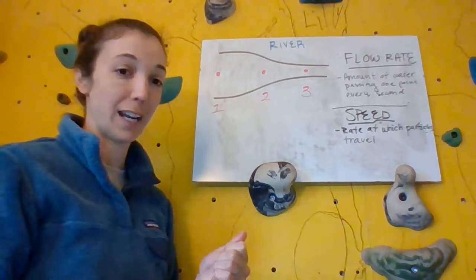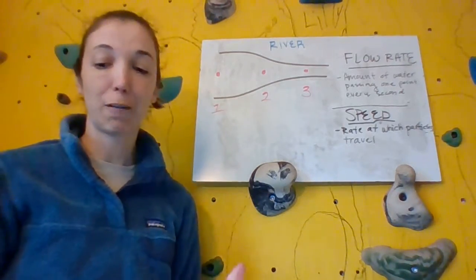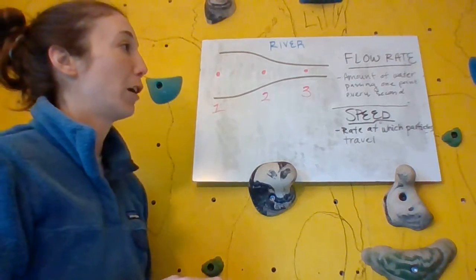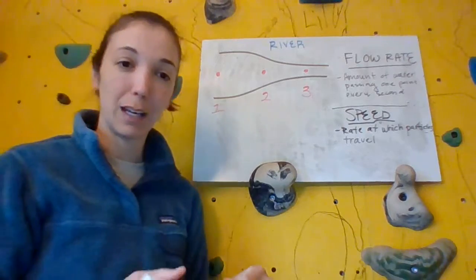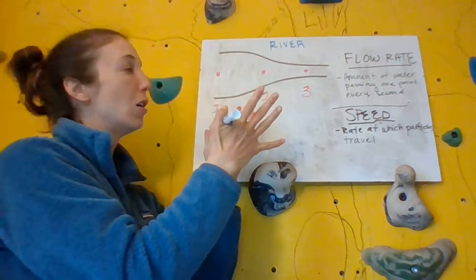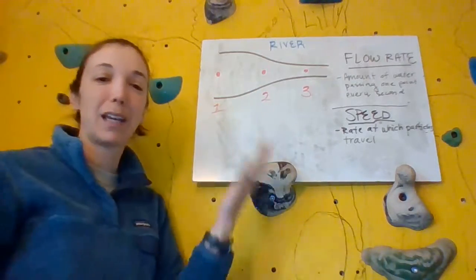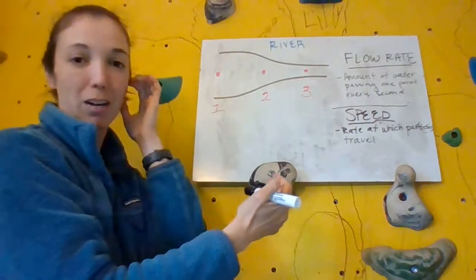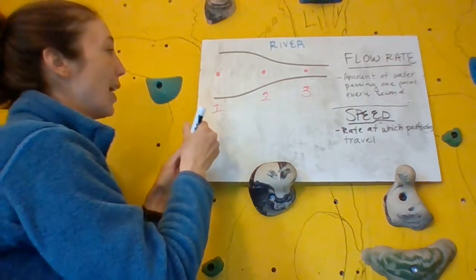Hopefully you've made your predictions now. Let's think first about flow rate. Flow rate is the amount of water passing one point every second. And we know that this river has a constant depth. And we know the water is not spilling out over the banks, and so it has to stay in this channel.